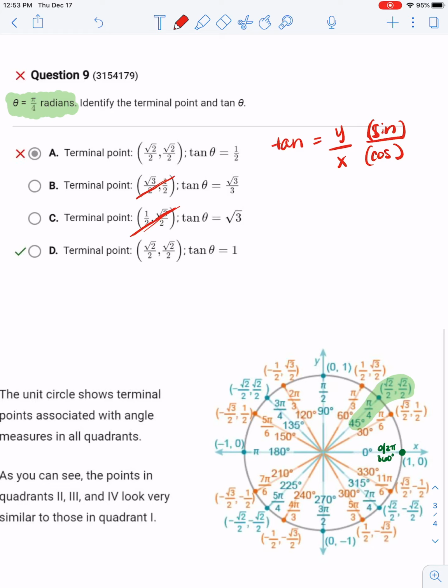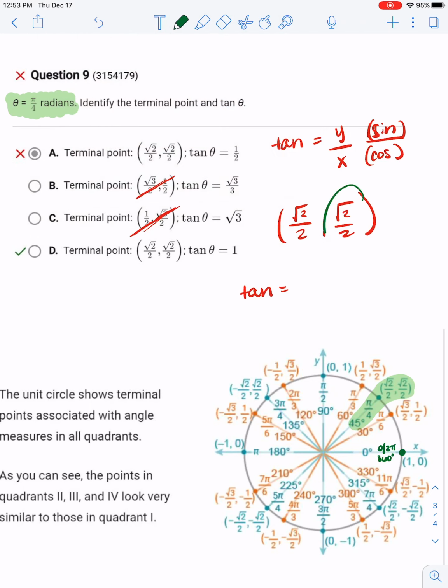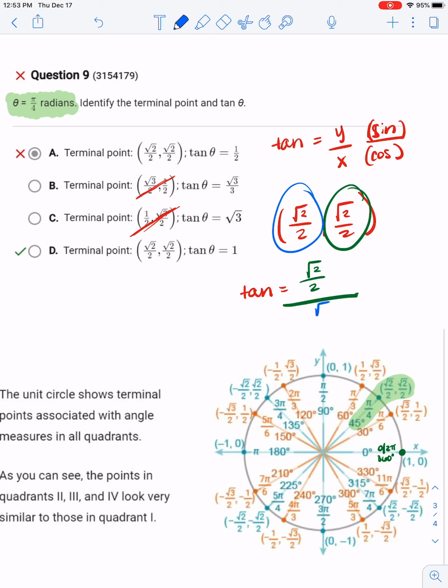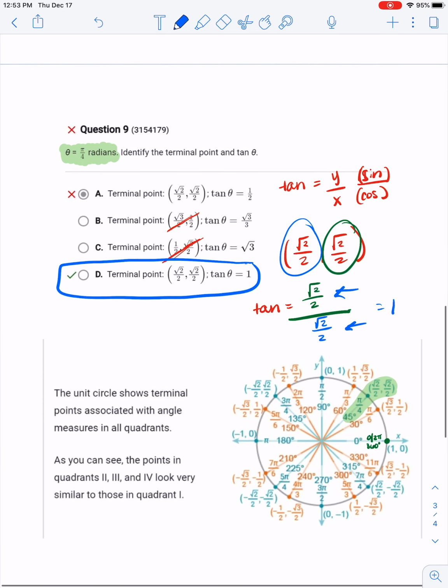Okay, so then our point is radical 2 over 2, radical 2 over 2. So to find the tangent, I take the y value of my point, which is radical 2 over 2, divided by the x value of my point, or the cosine, which is also radical 2 over 2. And then just like basic rule of math, we know any number divided by itself, so since these are both the same, the top and the bottom, this is just going to equal 1. I don't have to go through and do all of the work. So there's the correct answer. Has the correct point and the correct tangent value, okay?